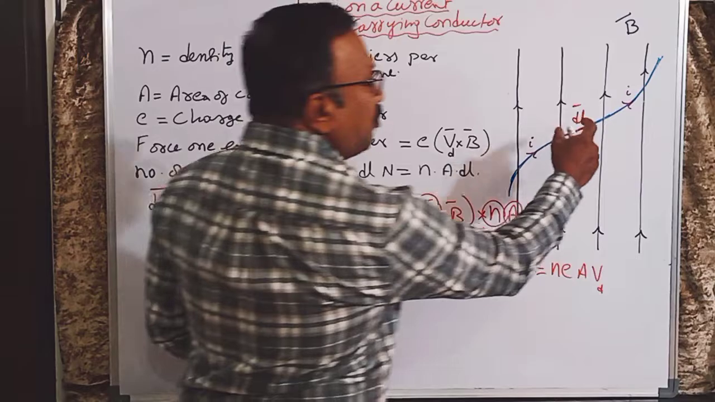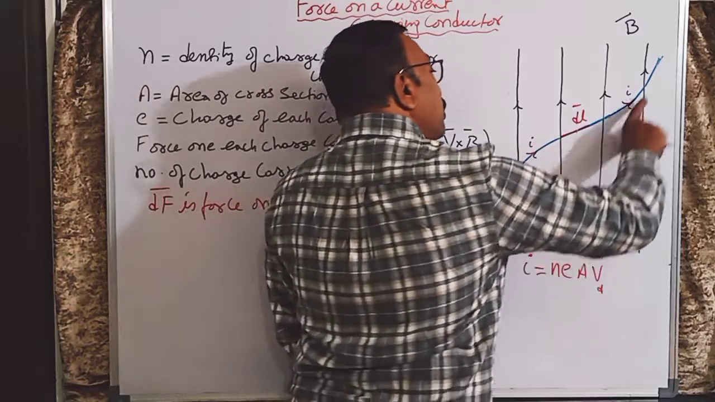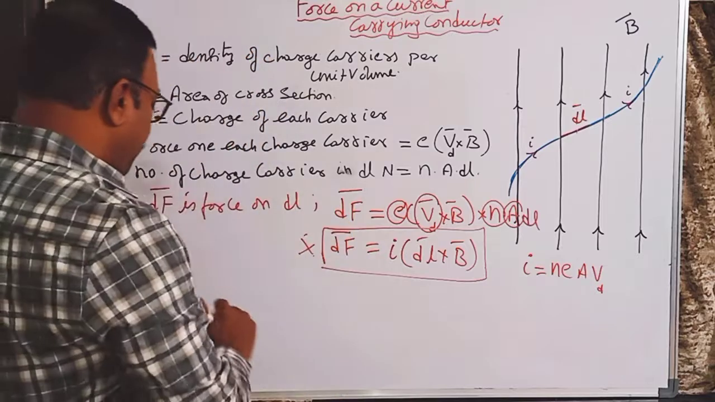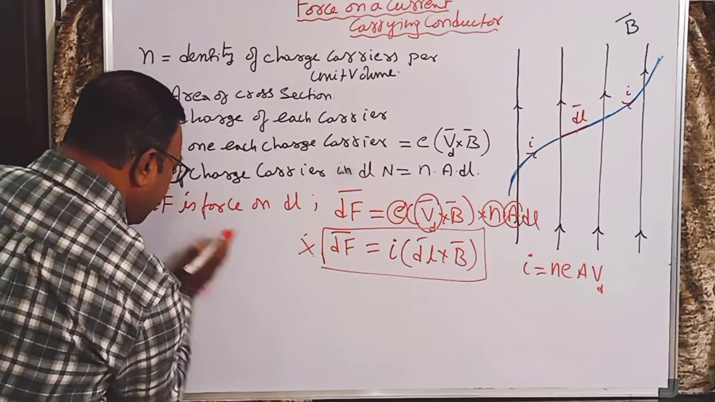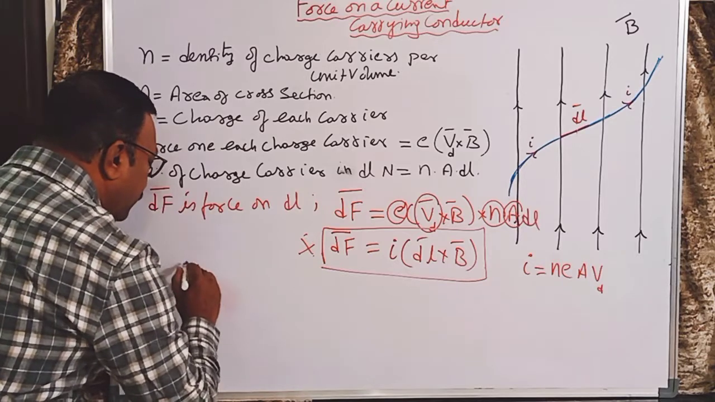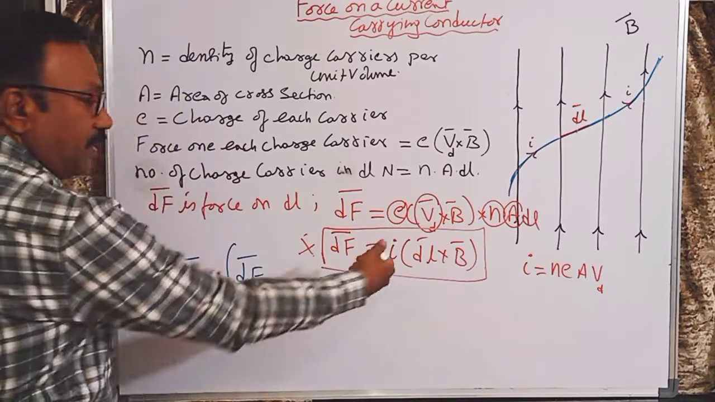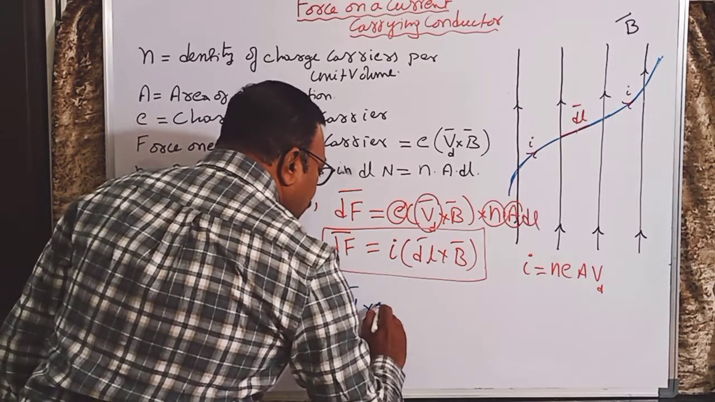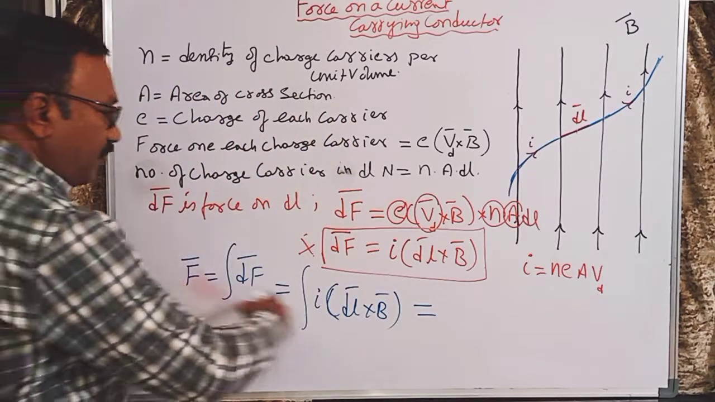So this is a force on this small segment having current placed in a magnetic field. But I want the force due to the total conductor that is placed in a magnetic field. So the total force will be the integral of dF. So the total force on the conductor, F bar, is integral dF. So that is integration of this, that is integral I into DL bar cross B bar.